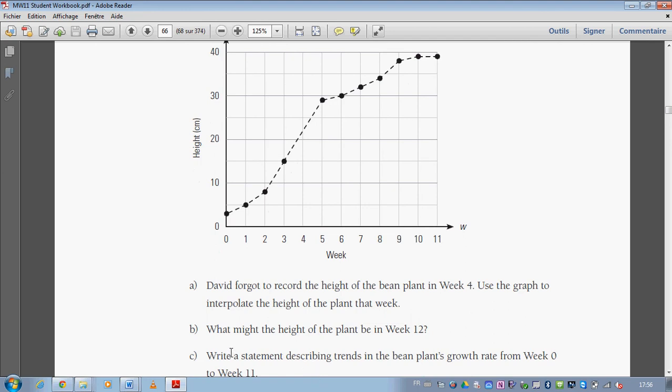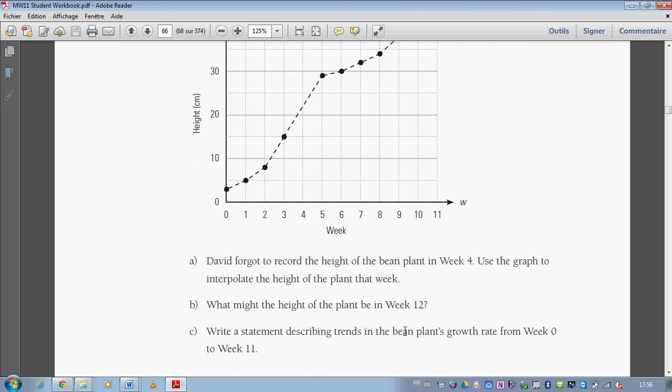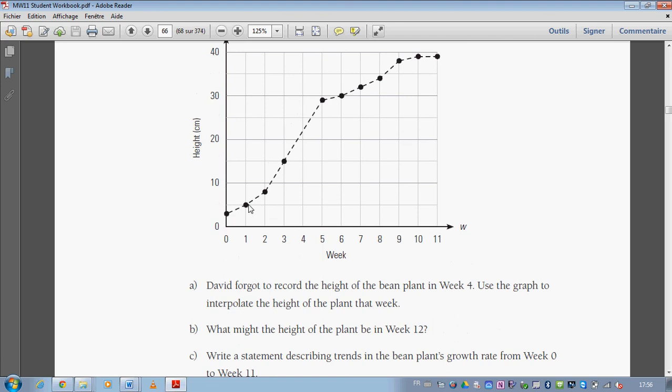And then finally C, write a statement describing trends in the bean plant's growth rate from week 0 to week 11. If you're trying to describe this trend, you can pretty much say, well, from week 0 to week 2, the plant seems to grow rather steadily and somewhat slowly, not too bad though. But then from week 2 to 5, the plant seems to grow at a very steep rate, at a very high rate. Right? So the steeper the line, the bigger the slope, the higher the rate of change. So it looks to me like the plant had a growth spurt.